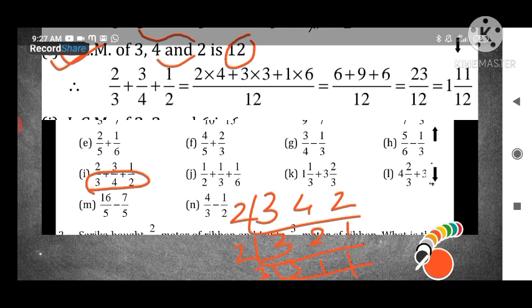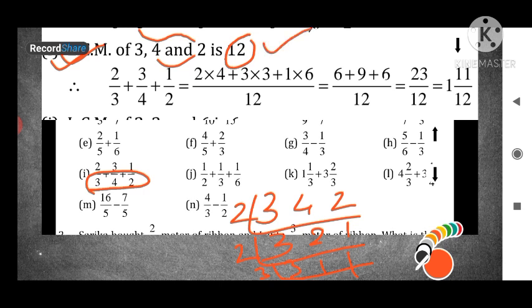Because we have already learned all this in the previous chapter, isn't it? In the previous chapter we have learned how to find LCM, HCF, isn't it? So using that concept, we have to find LCM in this way. So what is the LCM of 3, 4 and 2? So 3, 4 and 2 LCM is 12. Okay, we got what? 12.